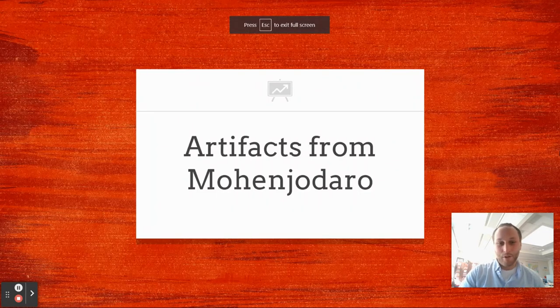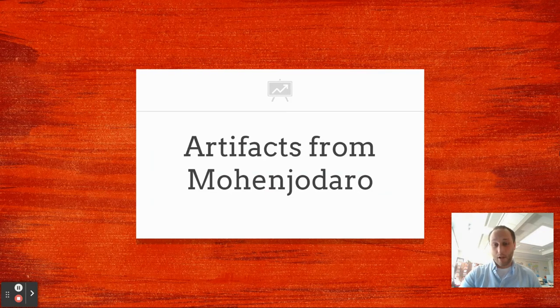All right, everybody. Today we are going to be predicting what certain artifacts were used for in Mohenjo-Daro. So throughout today, you're going to be looking at a picture of something that was from Mohenjo-Daro, which was one of the ancient cities of India, and you're going to make a prediction about what you think it is, where you think it is, and then I will reveal what the actual artifact was or the picture was.